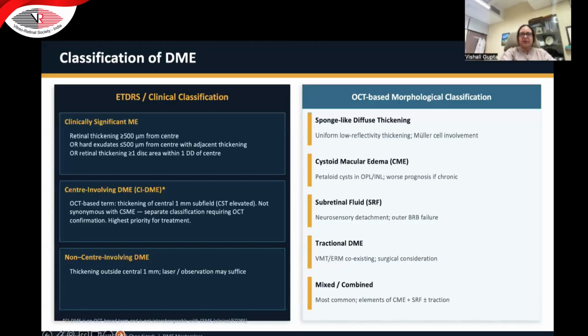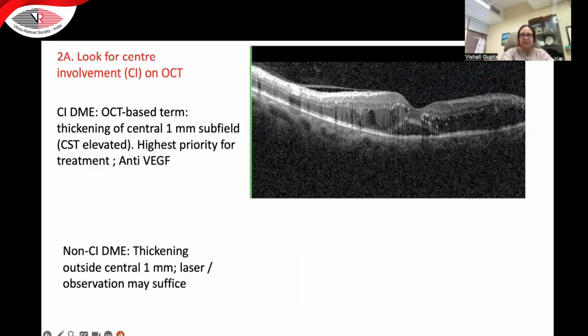So what next? The next step to do is the OCT. We used to have a classification by ETDRS about clinically significant macular edema, which is not being followed. So when we do OCT, we look at whether the edema is involving the center or not involving the center, and what are the patterns of a morphological classification of diabetic macular edema. I'll show you examples. When you do OCT, you first look at the center.